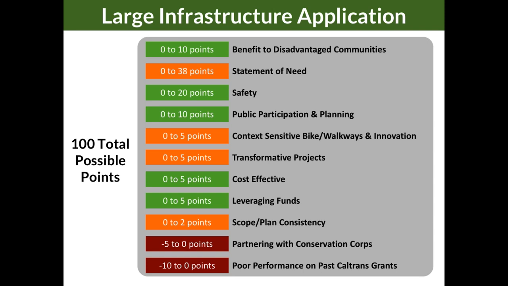The next part of the large infrastructure application is around cost effectiveness. This is a question that has existed in the past. For this cycle, this question will only apply to large infrastructure projects. With this question, you're not being asked to use a cost benefit analysis or anything like that, although you're not precluded from doing so. But I think for the California Transportation Commission, it really boils down to one simple question, which is why the proposed project is the best use of state resources. I think that is the key question that the commission is trying to evaluate with cost effectiveness.